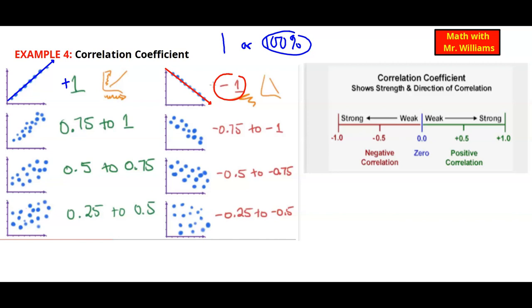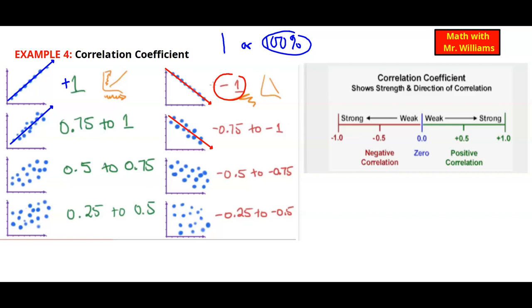All right, so if we go down, we can see that we go from a +1 and we are working our way towards something called a 0. So we have 75 hundredths to 1. We can clearly see the dots are moving away from a line if we drew it down the center of the dots. But it is still a strong correlation. If we go over to the negative side of things, we can see the dots closely aligned to that line, giving us a -75 hundredths to -1 correlation coefficient.